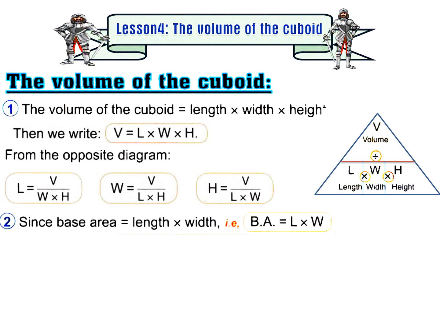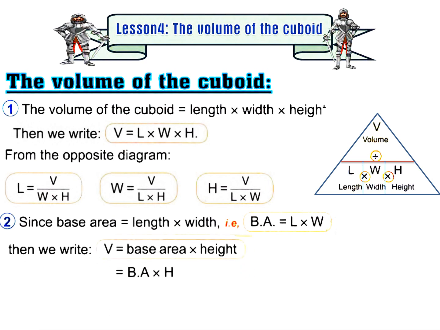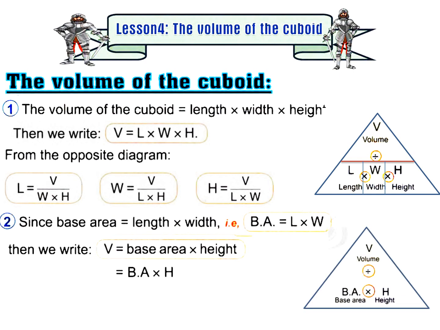So in the rule of height, if he asks me to get the height, I will divide volume over length times width, or base area, because length times width is the area of the rectangle, which is the base of this cuboid. So the height equals volume over base area. If he asks for the volume according to the base area, I will multiply the base area by height. So the volume equals base area times height: BA times H.